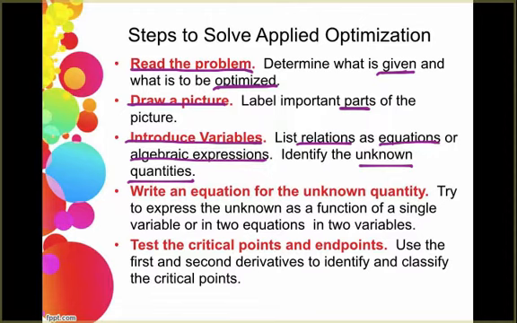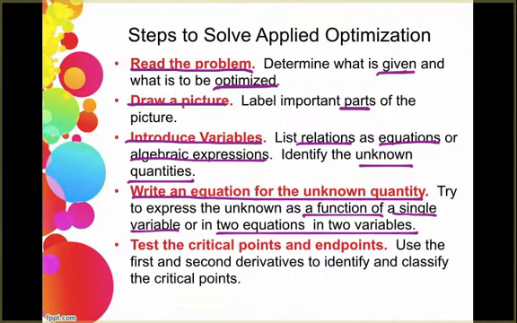Try to make an algebraic expression for that. Then what I want to do is write an equation for what it is that we want to have unknown. So if we're trying to maximize our volume, write an equation for the volume in terms of the variables in that problem. And you want to try to express that as a single variable or in terms of a function with a single variable, or if you have to, with two equations that have two different variables.